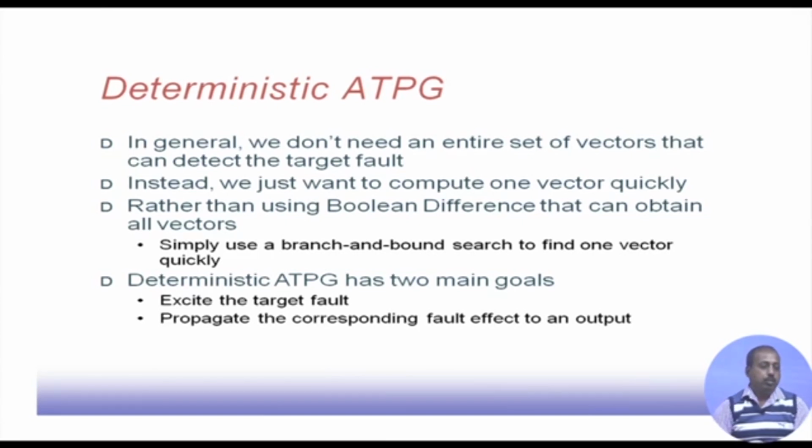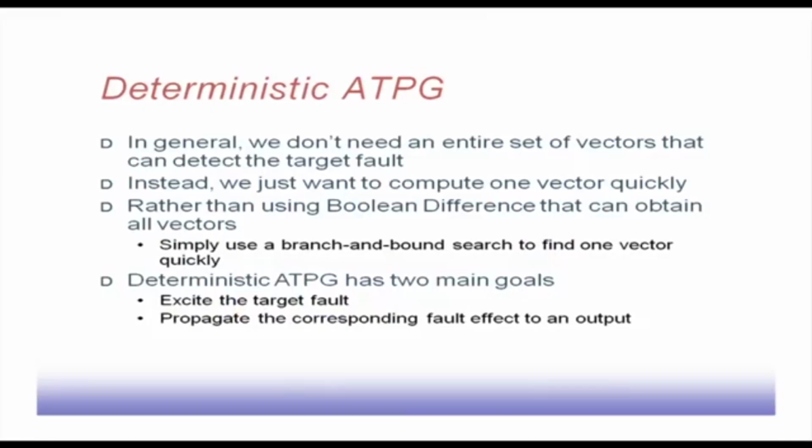In general, we do not need an entire set of vectors. The Boolean difference method that we have seen has the advantage that it gives you all possible test patterns that can detect a particular fault, but it is not required. In many cases, we may be satisfied with having a single test pattern for a fault, or maybe a few test patterns for a particular fault. That depends on the application that we have, but in very few cases will we require all patterns that can detect a particular fault. So, that is generally not needed.